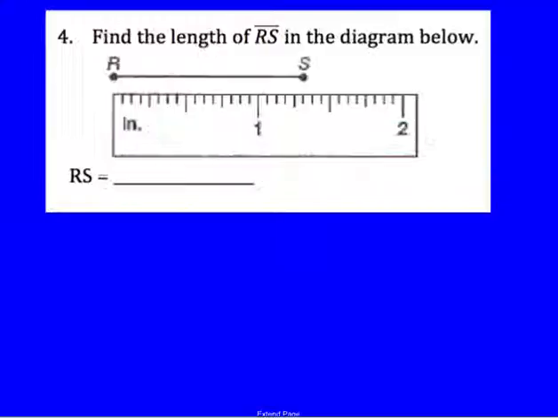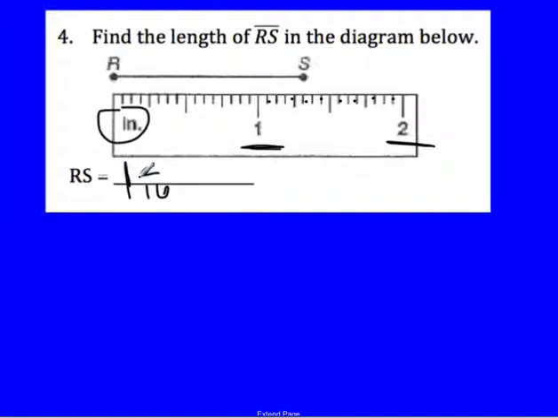Okay, moving on. Let's take a look at number 4. So we want to find the length of RS. So now we're moving it to inches. So our ruler is in inches. So I noticed that the S lands between 1 and 2. So my whole number is going to be 1. And then I noticed that I have 1, 2, 3, 4, 5, 6, 7, 8, 9, 10, 11, 12, 13, 14, 15, 16. So there's 16 little dashes between 1 and 2.